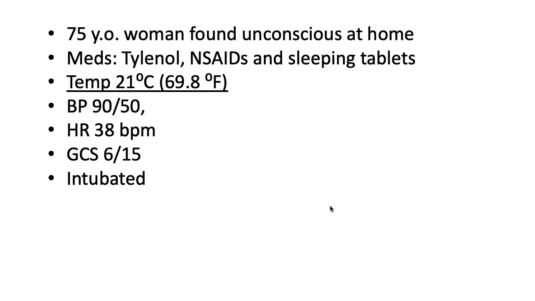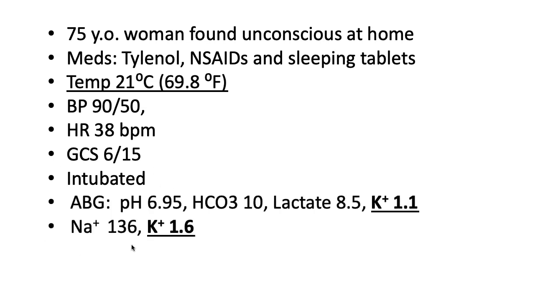Real quick, just another case. An older woman was found unconscious at home. You can see her temperature is very low, 21 degrees Celsius is extraordinarily low. She's hypotensive, she's bradycardic. GCS is the Glasgow Coma Scale. It's essentially a measure of how well her brain is working, and it is not working very well at all. She's intubated, which means she has to be put on an artificial breathing machine. Okay, so the main thing to take away on a blood gas and serum chemistries: her serum potassium was extraordinarily low. It was 1.1 milliequivalents per liter. On a separate measurement, it was 1.6 milliequivalents per liter.